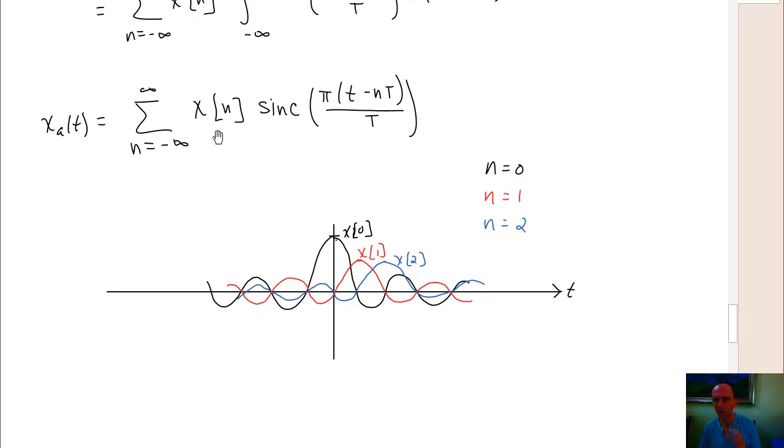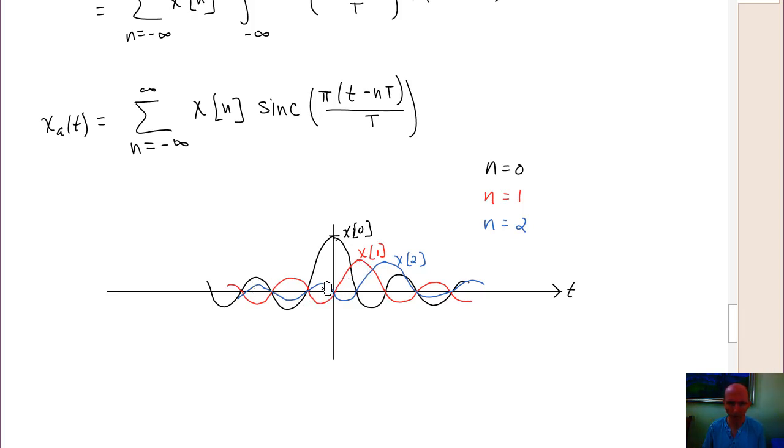Now, what are the x of n? Remember, the x of n are the samples we took at the different times, right? X of 0 is the sample we took at t equal to 0. X of 1 is the sample we took at t equal to capital T. X of 2 is the sample we took at 2t. And so we see that these sinc functions are kind of interesting.